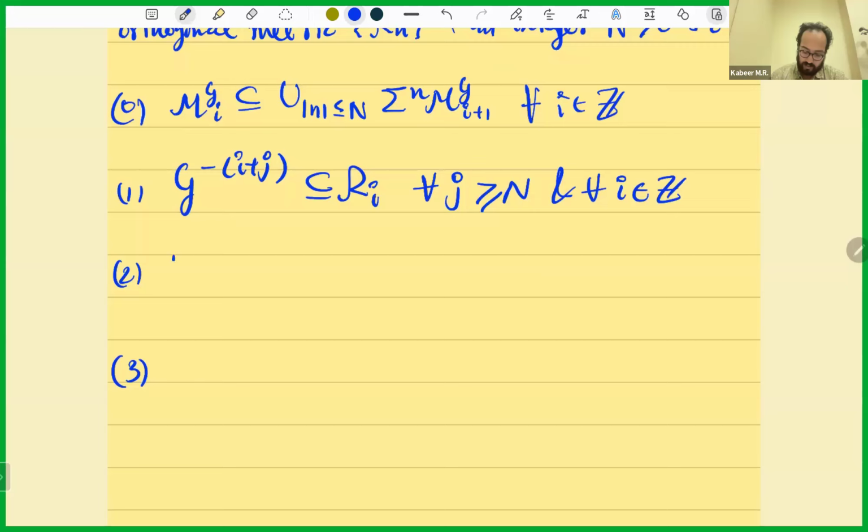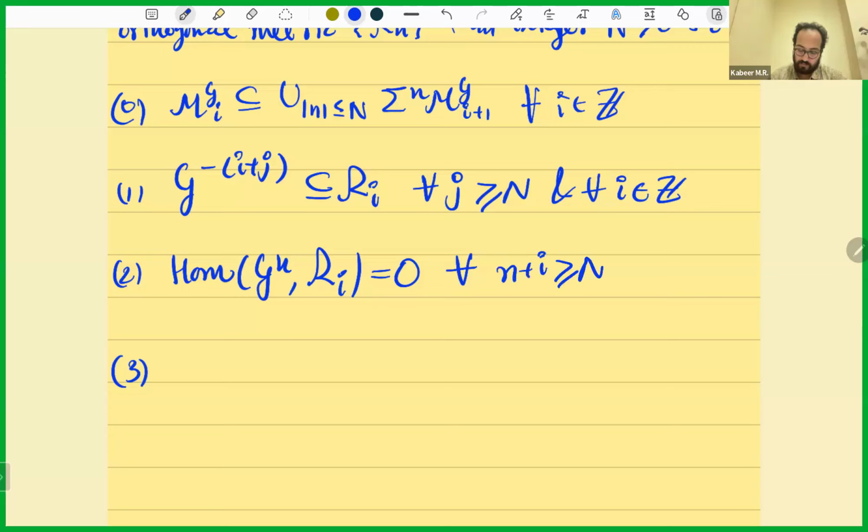Secondly, we have a Hom vanishing condition. We have Hom(G_n, R_i), sorry, is equal to 0. So this Hom vanishes for all n plus i greater than or equal to n. Again, something very analogous to both the definition of approximability and co-approximability.